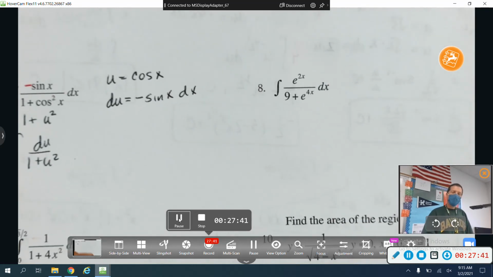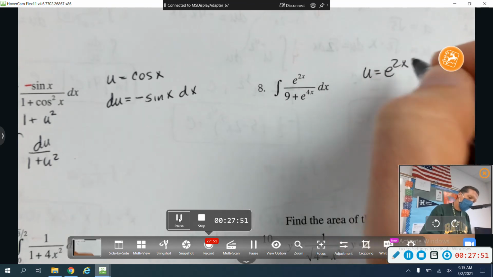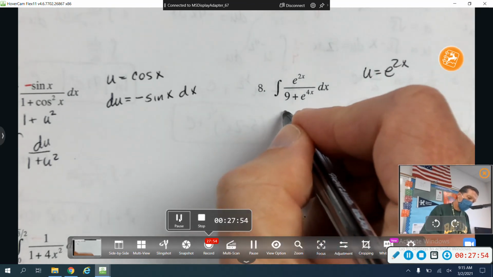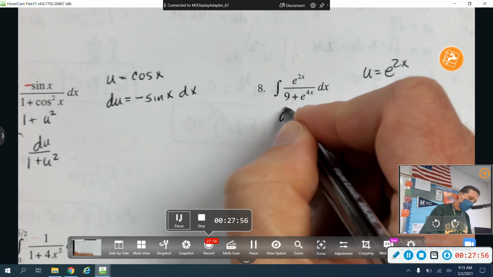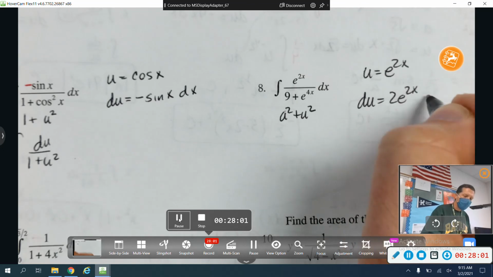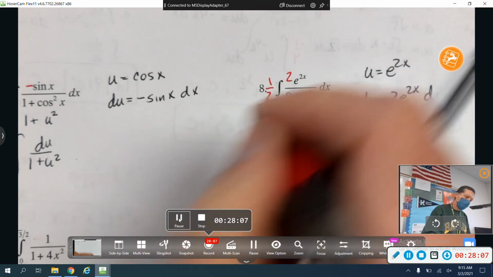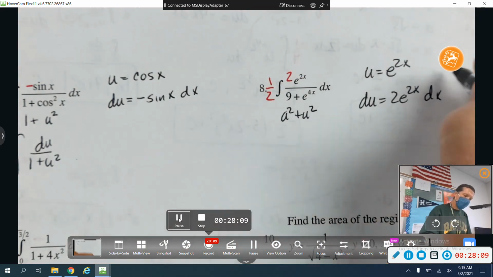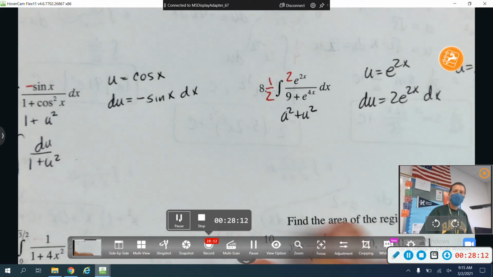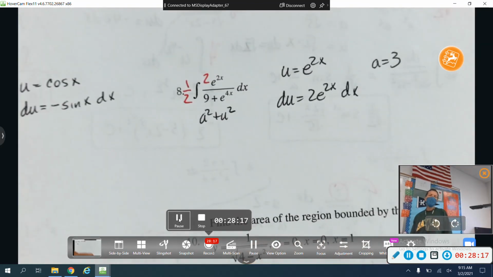And then number 8. We did one kind of like number 8, but this one's not like the one we did. Make it e to the 2x. Because then this is a squared plus u squared, and the top is du, or close to du anyway. So 2 and a 1/2. a is 3, and this is inverse tangent, so be careful. Inverse tangent has the 1 over a out front. So that'll get you started on those.